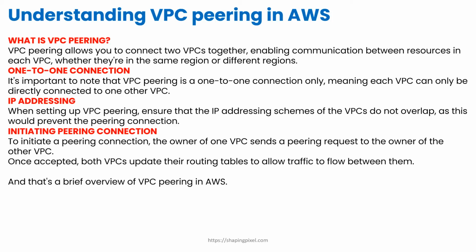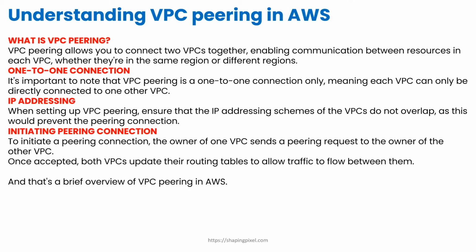Understanding VPC peering in AWS. VPC peering allows you to connect two VPCs together, enabling communication between resources in each VPC, whether they are in the same region or different regions. It's important to note that VPC peering is a one-to-one connection only, meaning each peering connection links just two VPCs. When setting up VPC peering, ensure that the IP addressing schemas of the VPCs do not overlap, as this would prevent the peering connection.